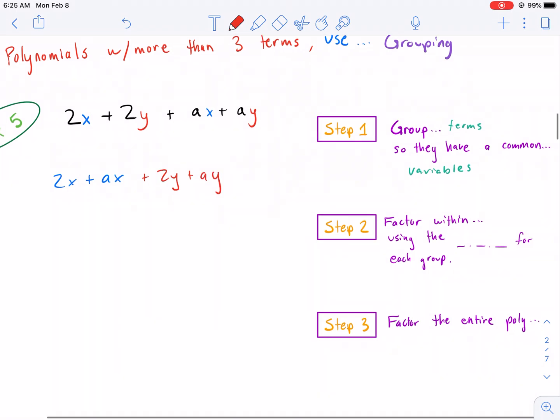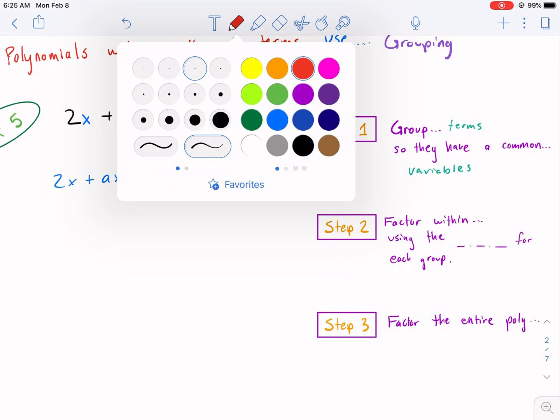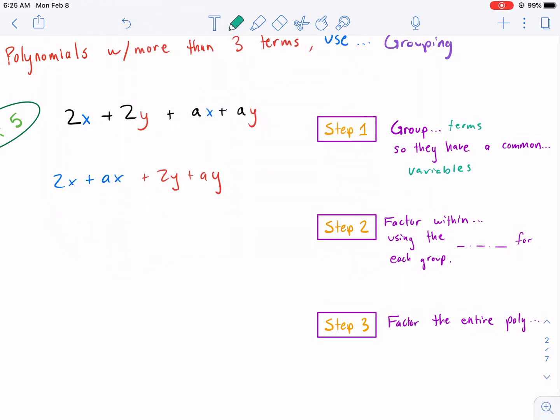Okay, so we're going to factor within the group. Boy, I should have used a different color. Oh well. We're going to factor within the group using the GCF for each group. Now I need to fix that C so it doesn't look so hideous. So we're going to factor within the group. We have this group here and this group here, so we need to factor within each group.